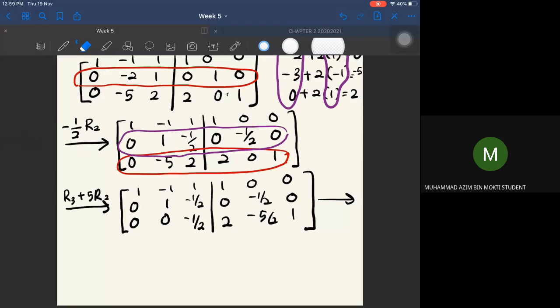Macam mana saya nak jadikan negatif 1 per 2 tu jadi 1? Row 3, ya. Tambah 1 per 2 darab dengan row 1.